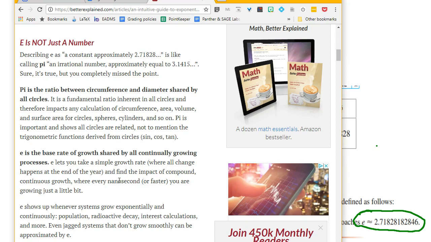E is known as the base rate of growth shared by all continually growing processes. In other words, E lets you take a simple growth rate where all change happens at the end of the year and find the impact of compound continuous growth where every nanosecond or faster you are growing just a little bit.